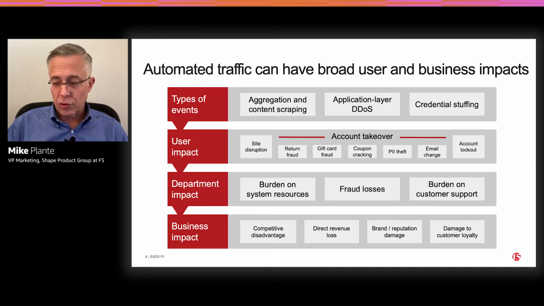Maybe they're doing false new account creation. Maybe they're just using a whole bunch of data breach data to launch an application layer denial of service attack where they attempt to log into your application 100,000 times an hour or 200,000 times an hour just to overwhelm your application resources. These types of automated traffic can have significant impact on your customers, the people who use your web and mobile applications. It can create site disruption, site performance issues, of course.